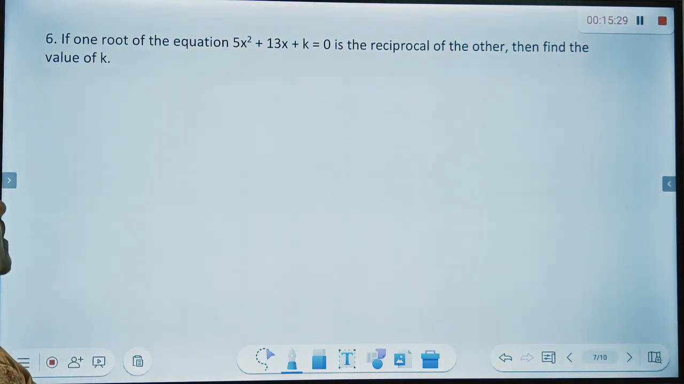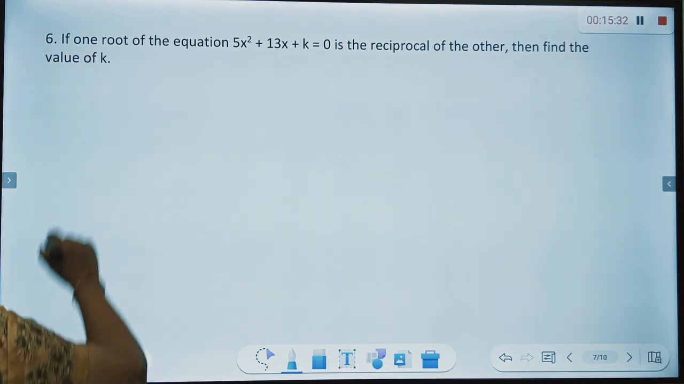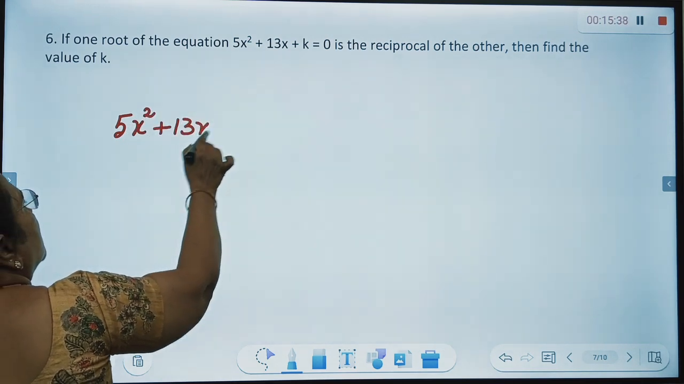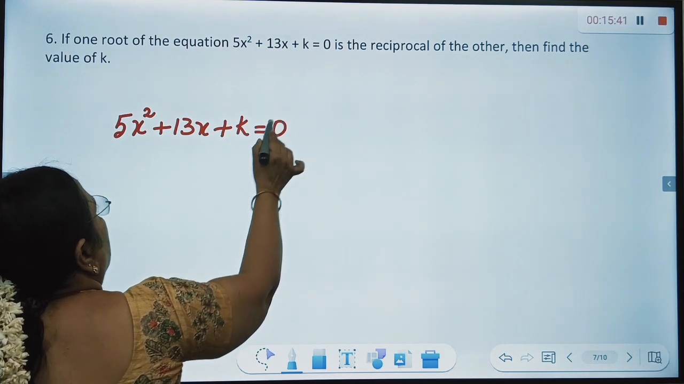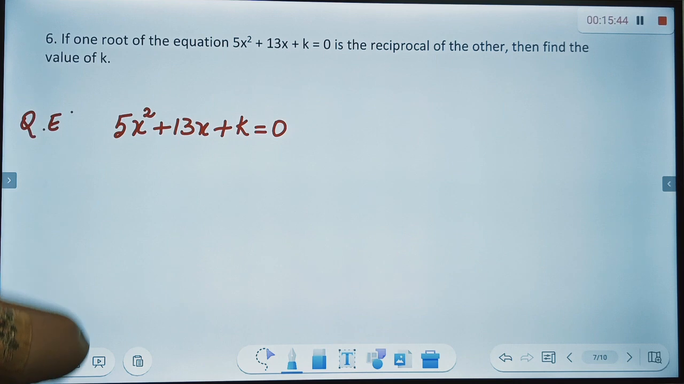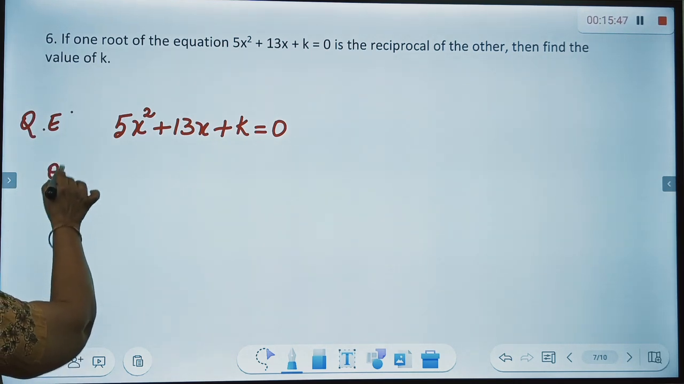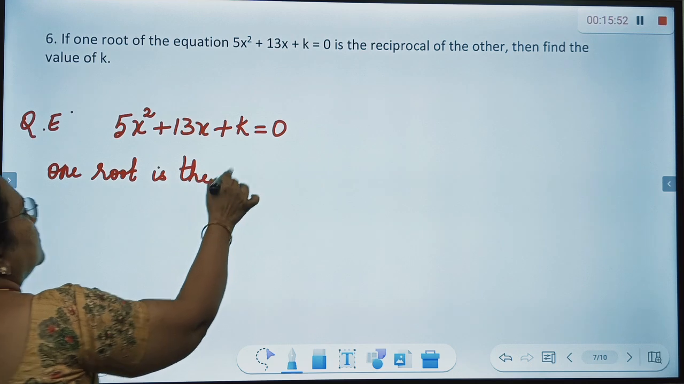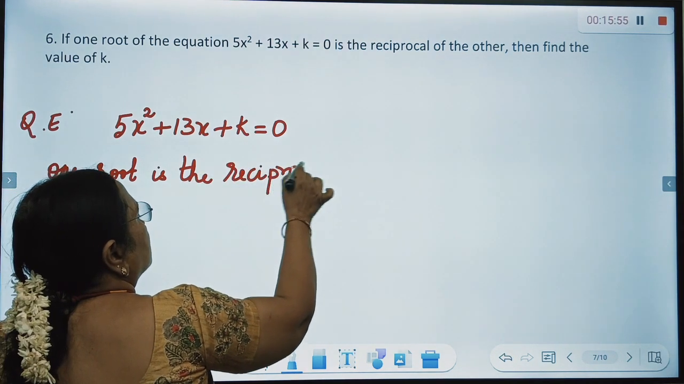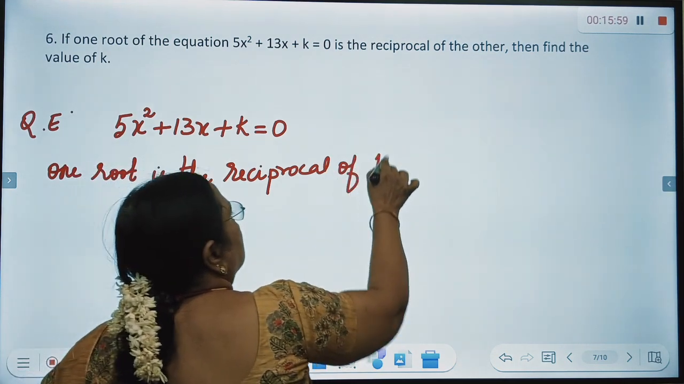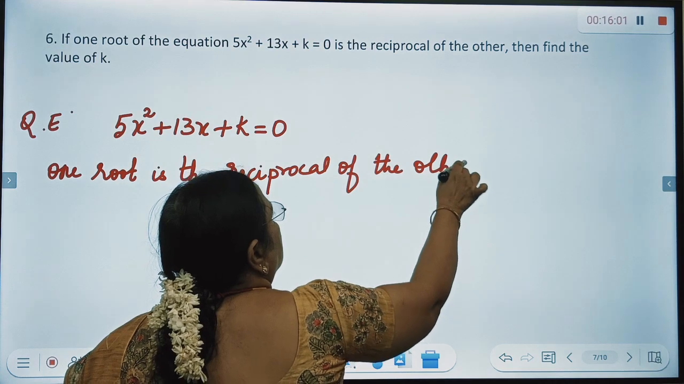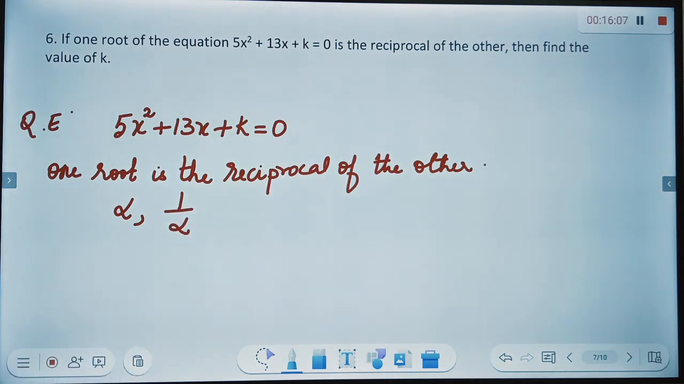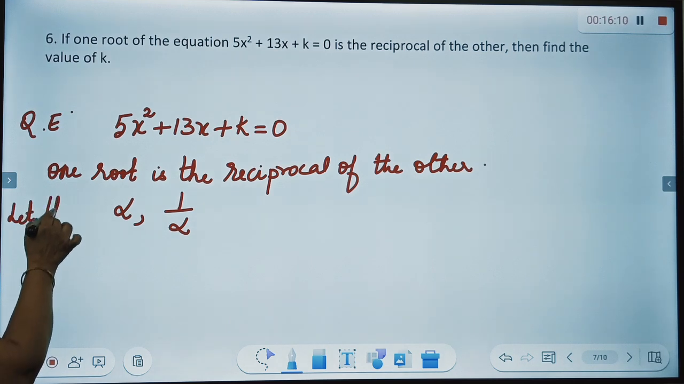Now, if one root is a reciprocal of the other, you are given an equation 5x square plus 13x plus k equal to 0 is the given quadratic equation. Okay. And what is given? One root is the reciprocal of the other. So if one root is alpha, what will be the other root? 1 by alpha. So let the roots be alpha and 1 by alpha.